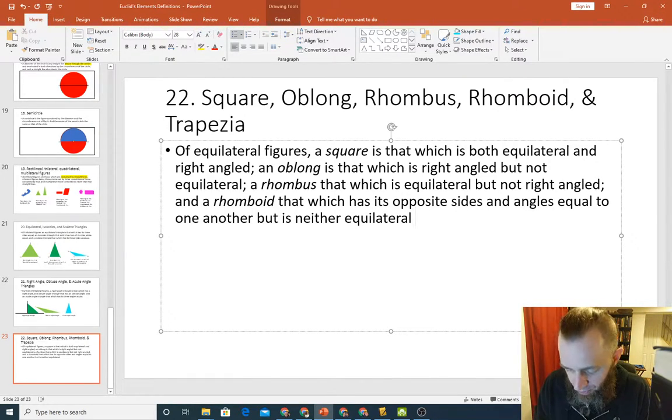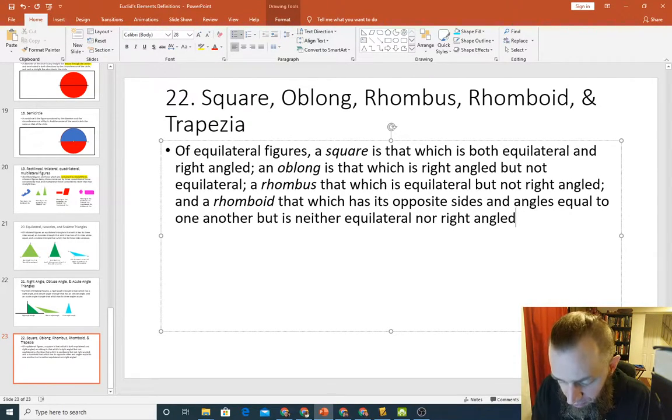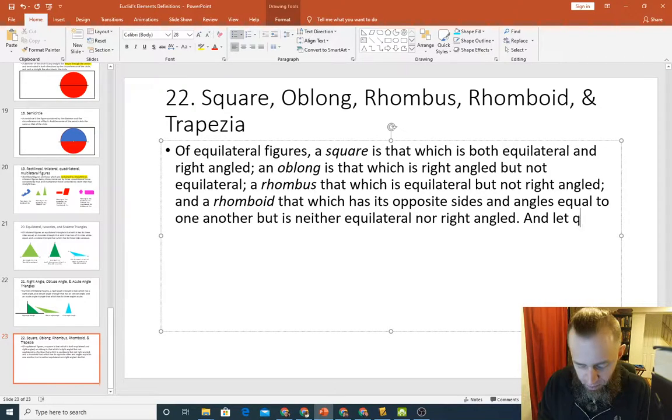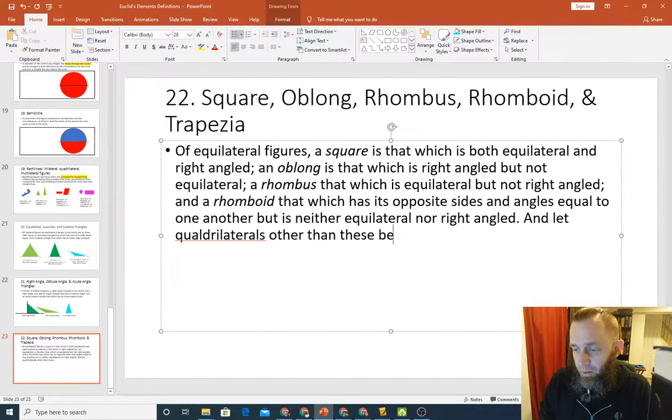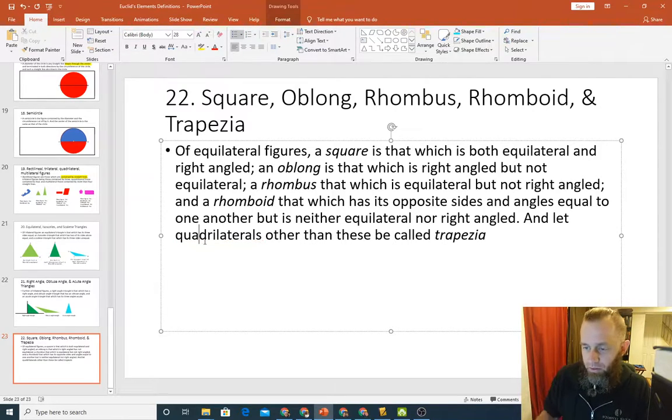I know this is really long, but don't worry, we'll get through it. And it's easy and kind of fun. It's sort of satisfying. Neither equilateral nor right angled. We'll get there. Don't worry. Neither equilateral nor right angled. And just because that wasn't quite enough, let quadrilaterals other than these be called trapezia. And yes, quadrilaterals. There we go. Be called trapezia.